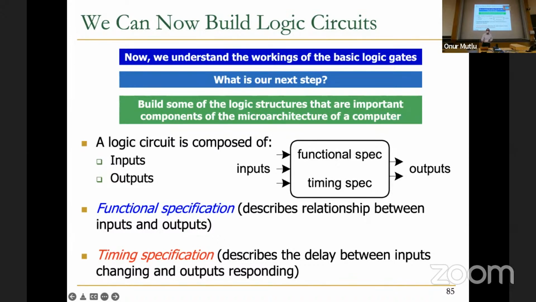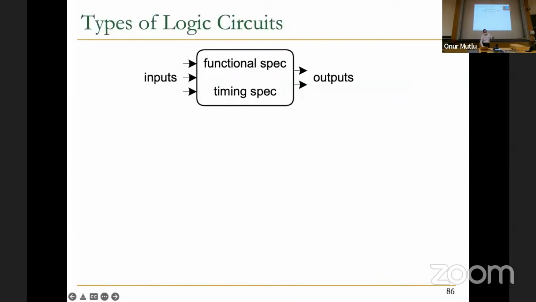But that's beyond the scope of what we will do today and tomorrow and the next day. Not tomorrow, next week. Okay, so let's take a look at types of logic circuits.